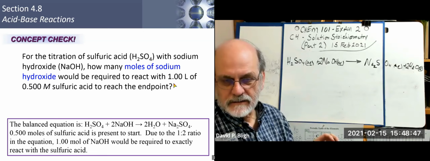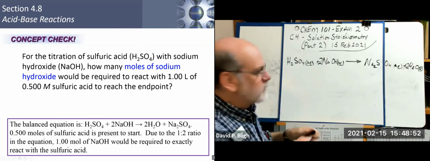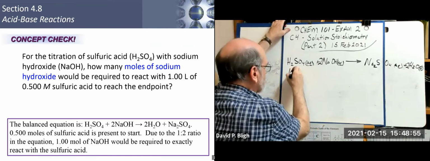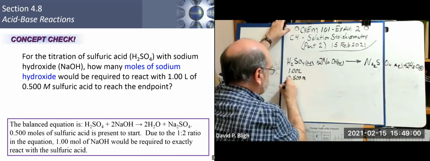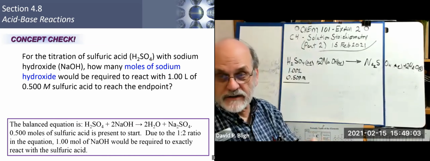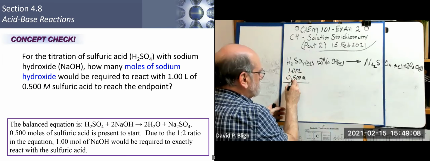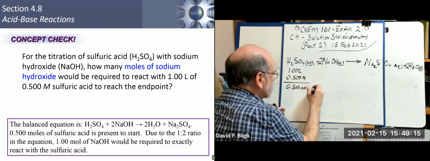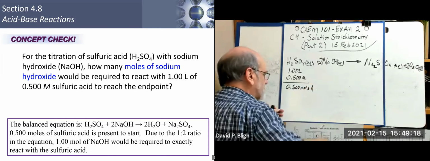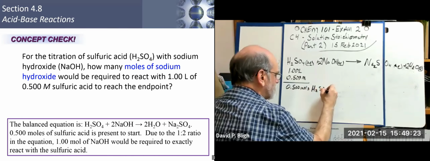We want to react sodium hydroxide with 1 liter of 0.5 molar sulfuric acid. So we got 1 liter of 0.5 molar, right? Volume times molarity equals moles. So this would be 0.5 moles, and this is of sulfuric acid. Okay?